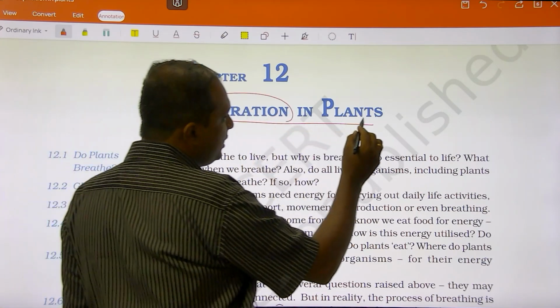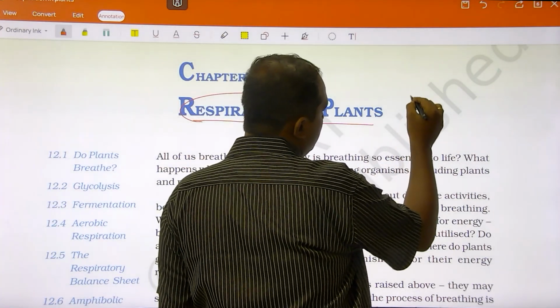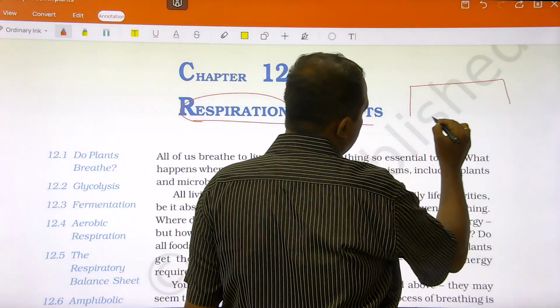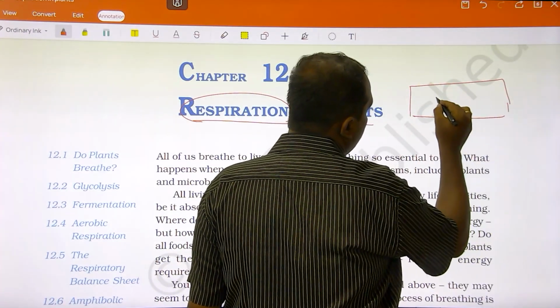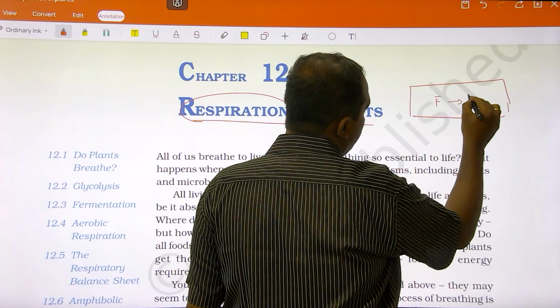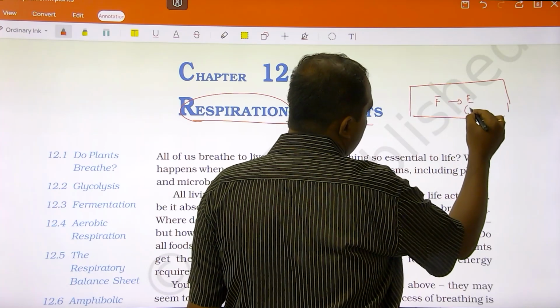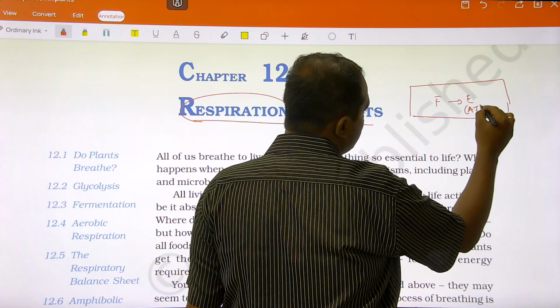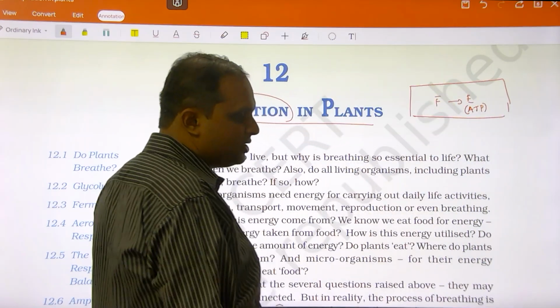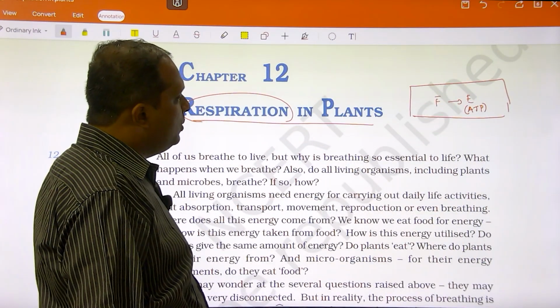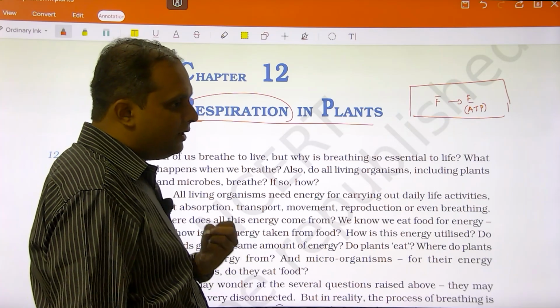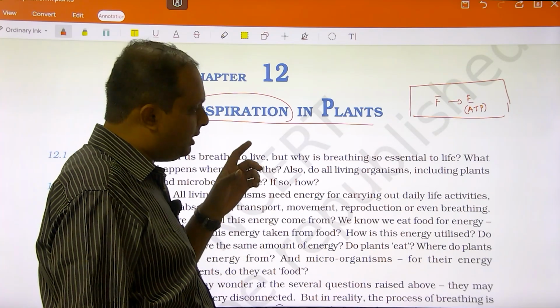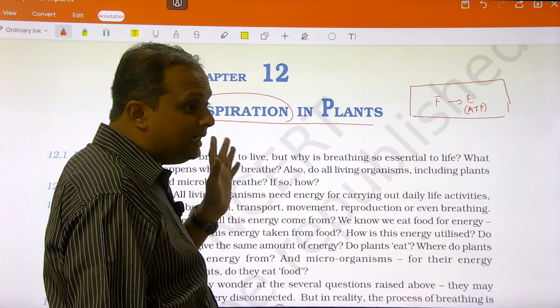So exactly what does it deal with? You have this equation. What is the equation? Food giving rise to energy. Energy will always be in the form of adenosine triphosphate, which is the energy currency of the cell. So how is this food getting liberated as energy? That is what is going to be dealt with in this chapter.